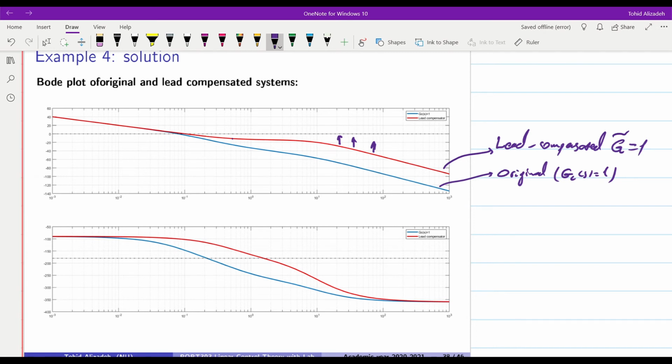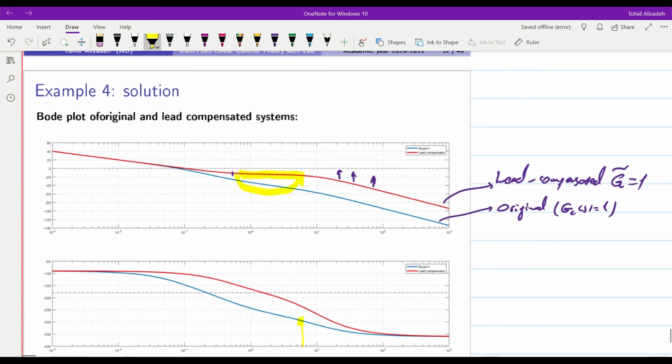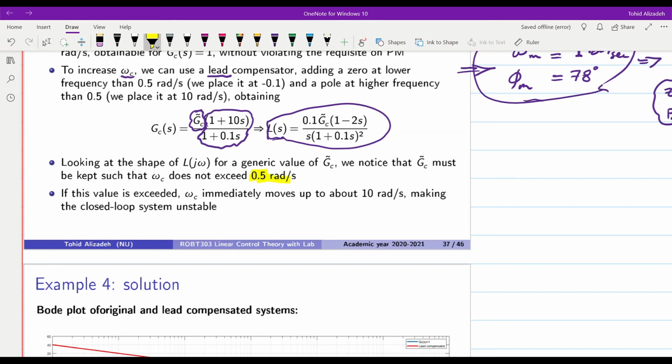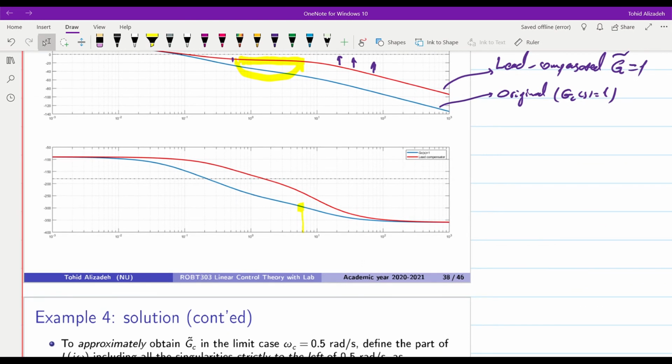But you should notice that we can do it only up to some extent, because over here the amplitude plot is kind of flat. So if we try to move further, there will be a jump in terms of the crossover frequency from here to here, and as a result, the system will become unstable because the phase will fall below minus 180 degrees. So we will not be able to go beyond 0.5 radian per second.